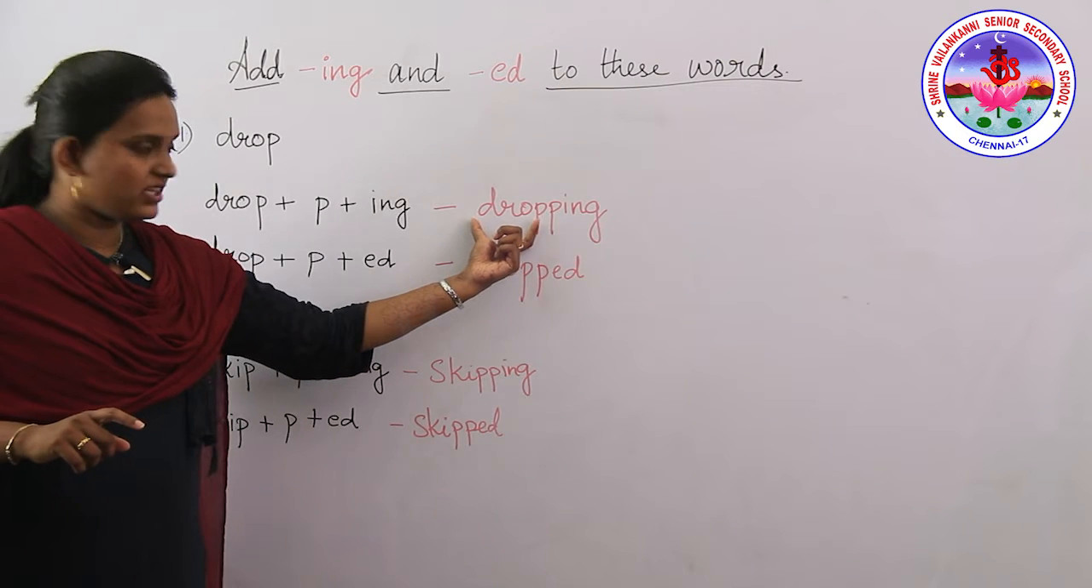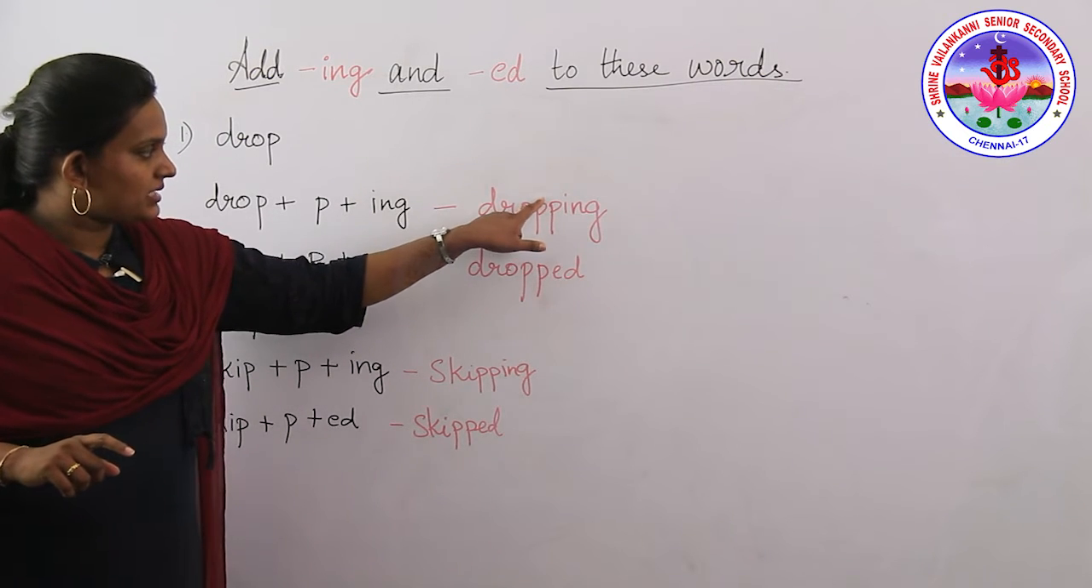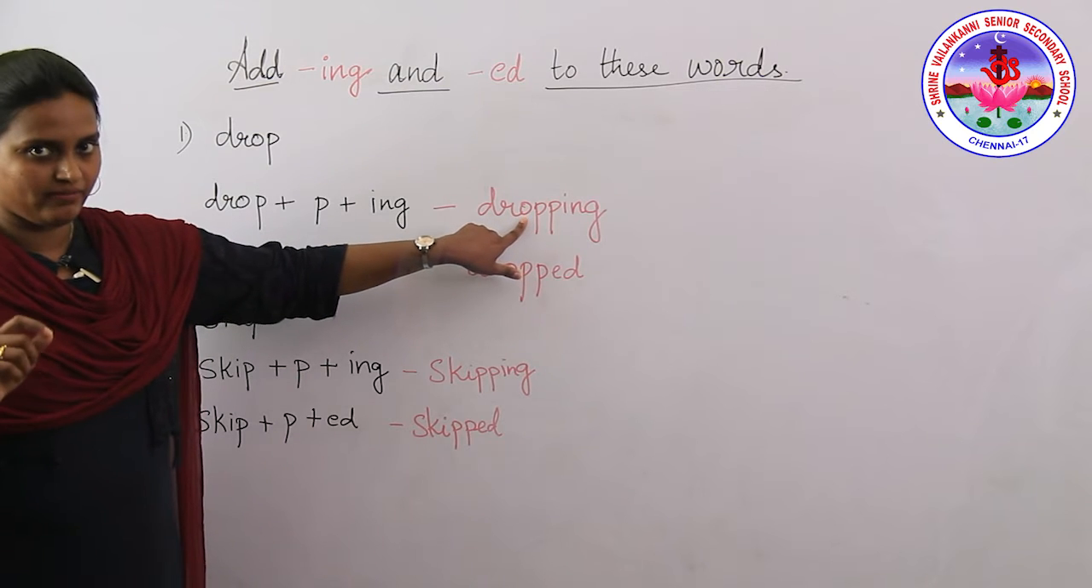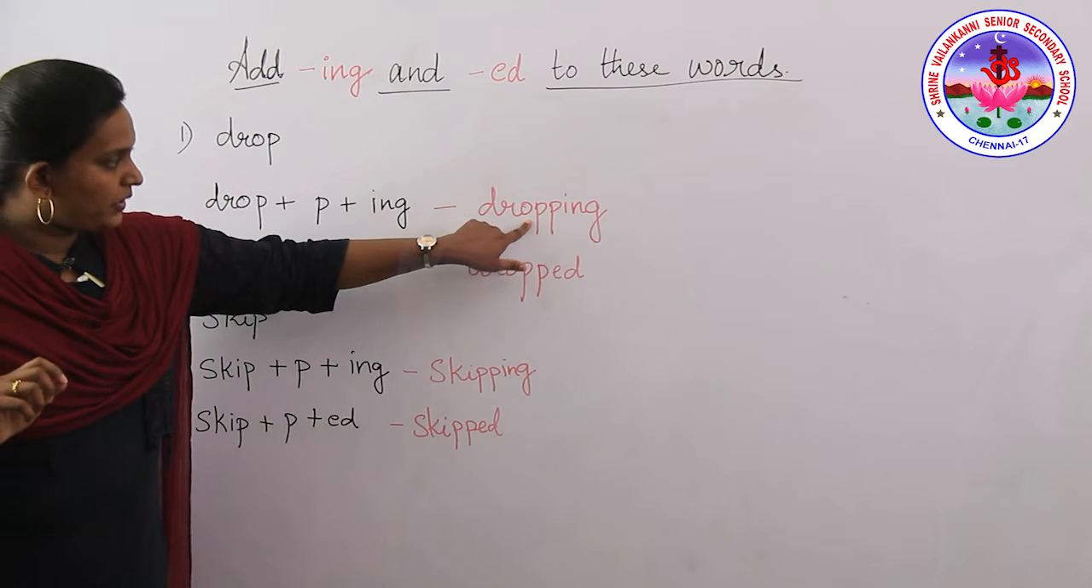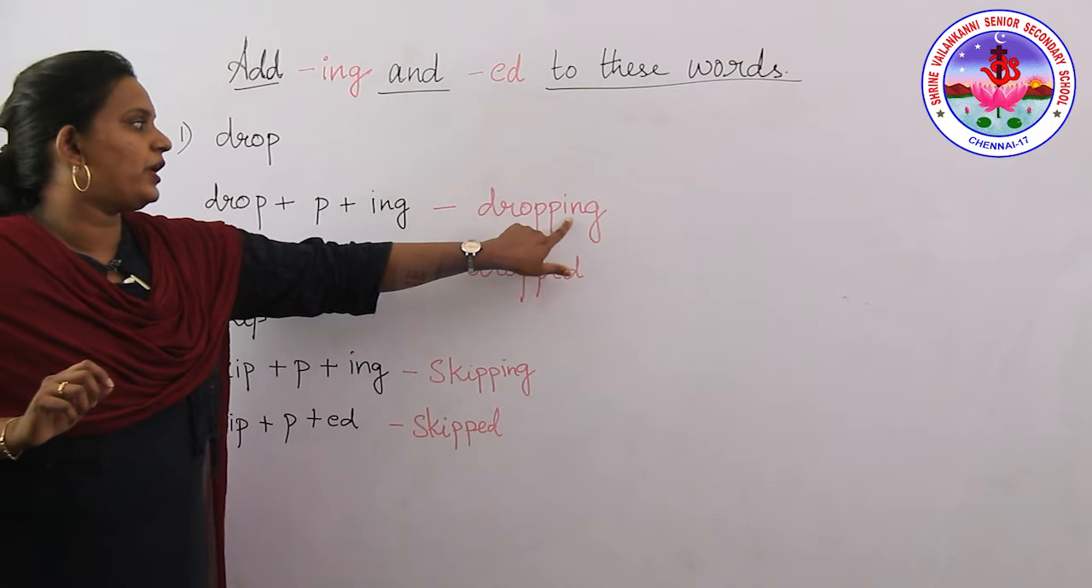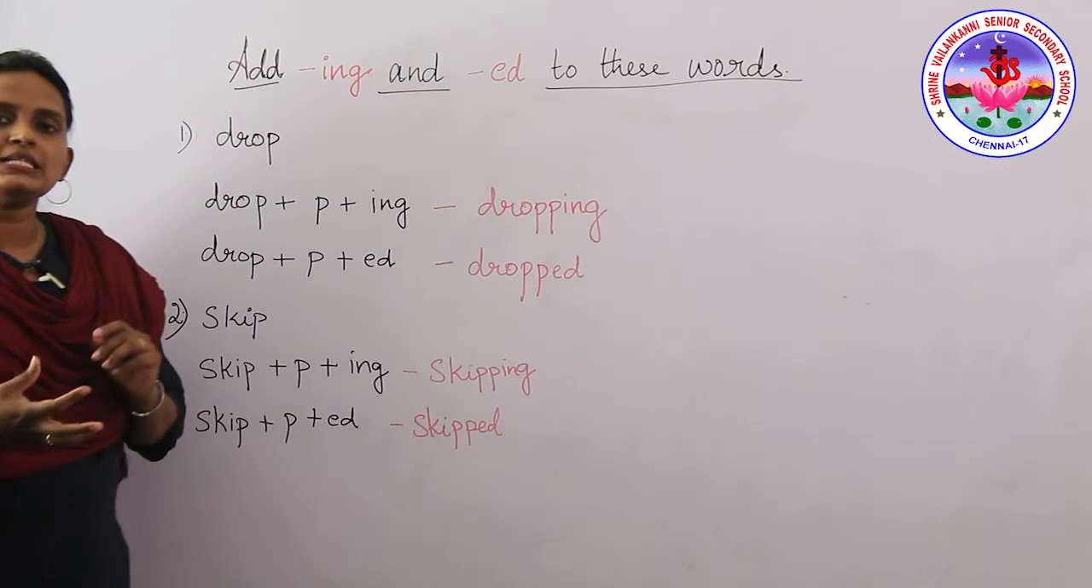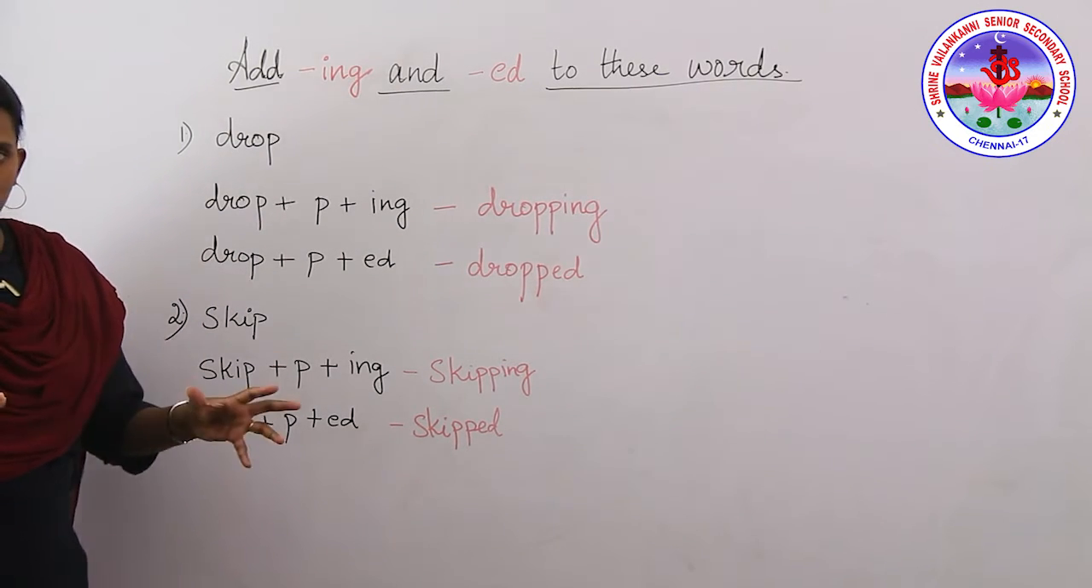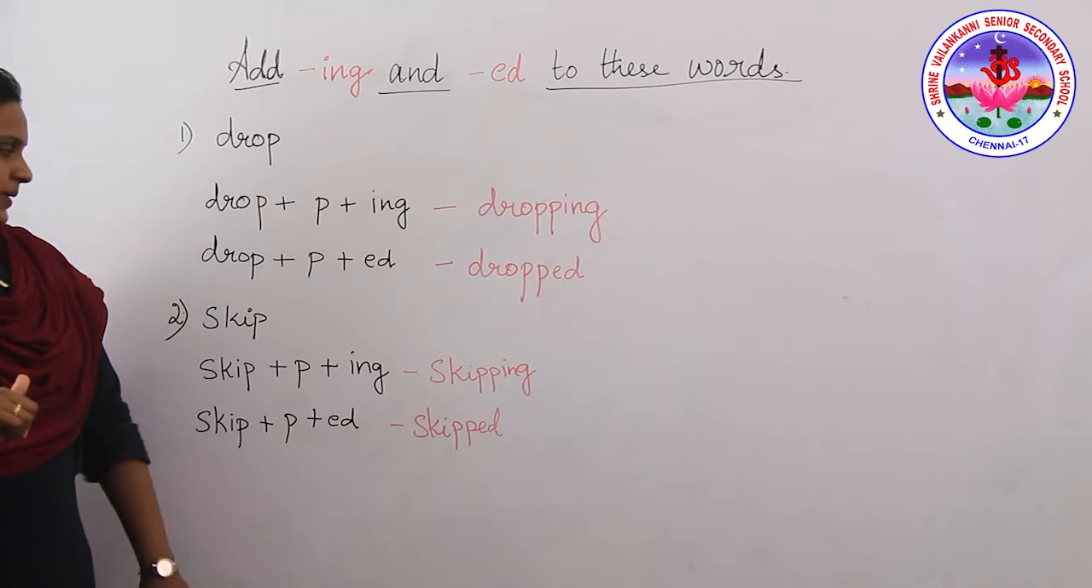So drop is given in the question. The second letter from the last is a vowel. So what if it is a vowel? I'm going to repeat this last letter and I'm going to add ing. So which means it becomes dropping, which is a present continuous tense.